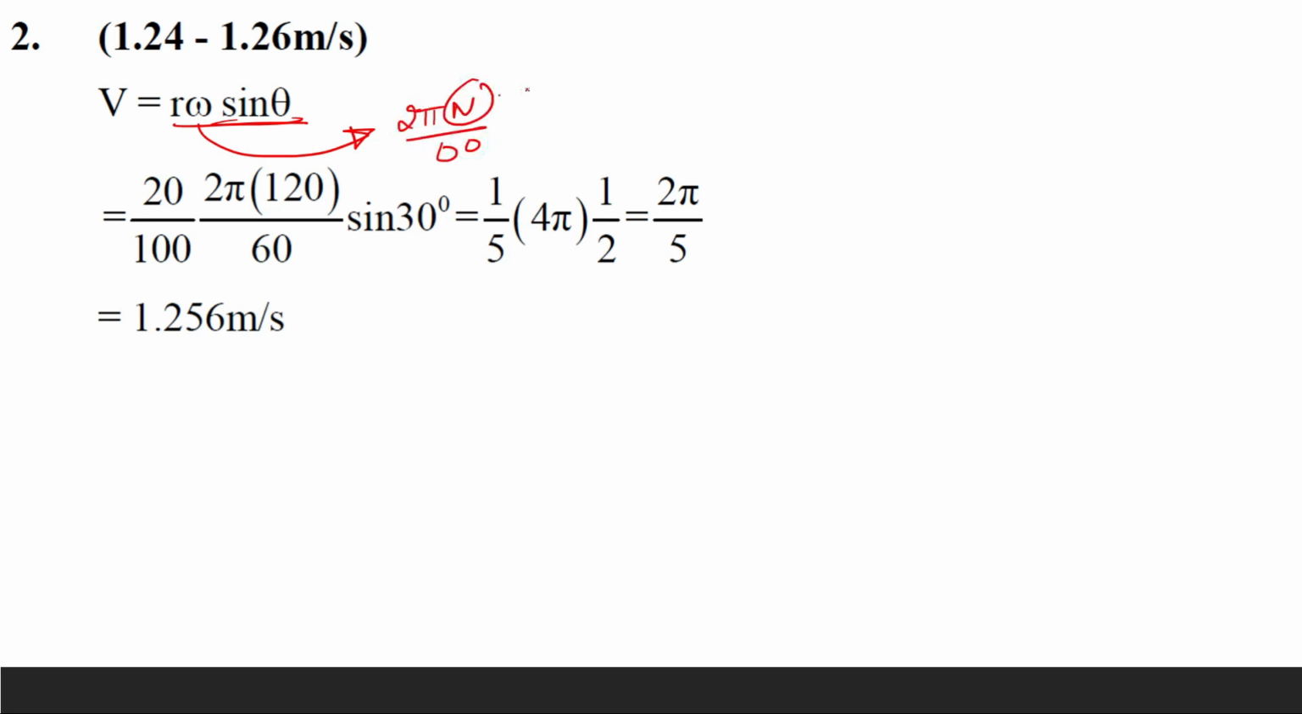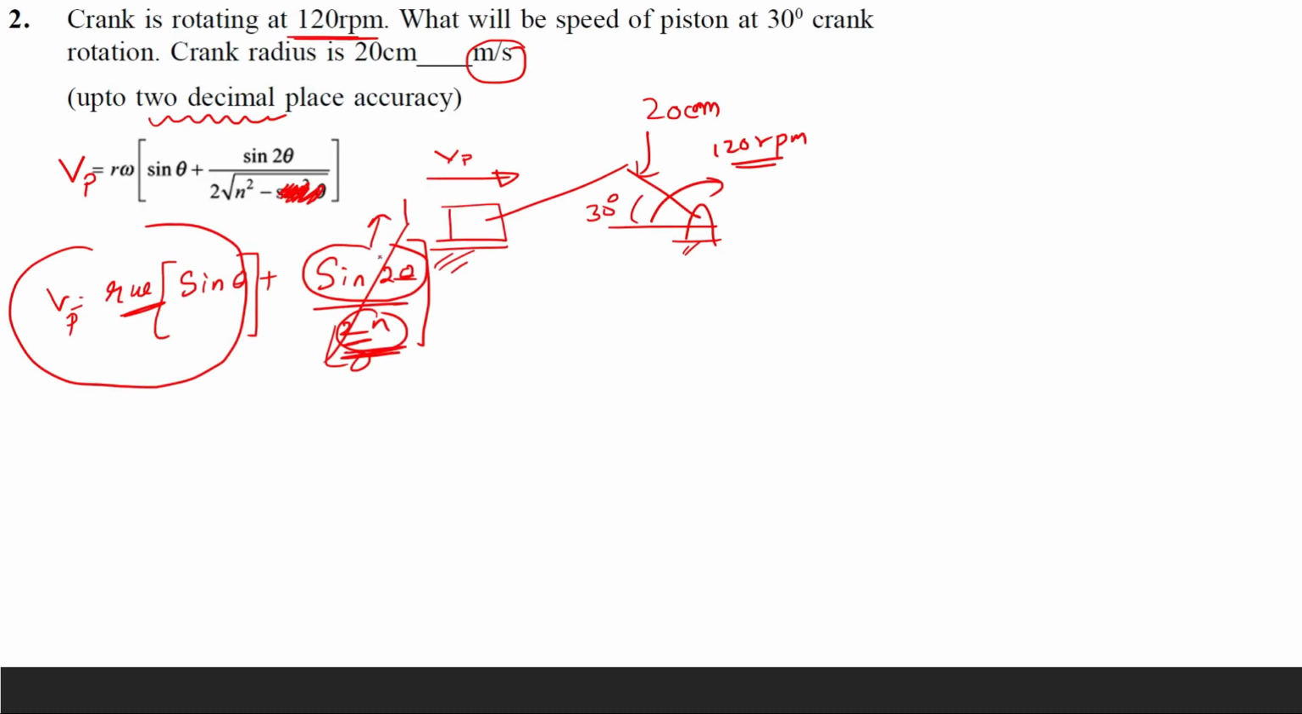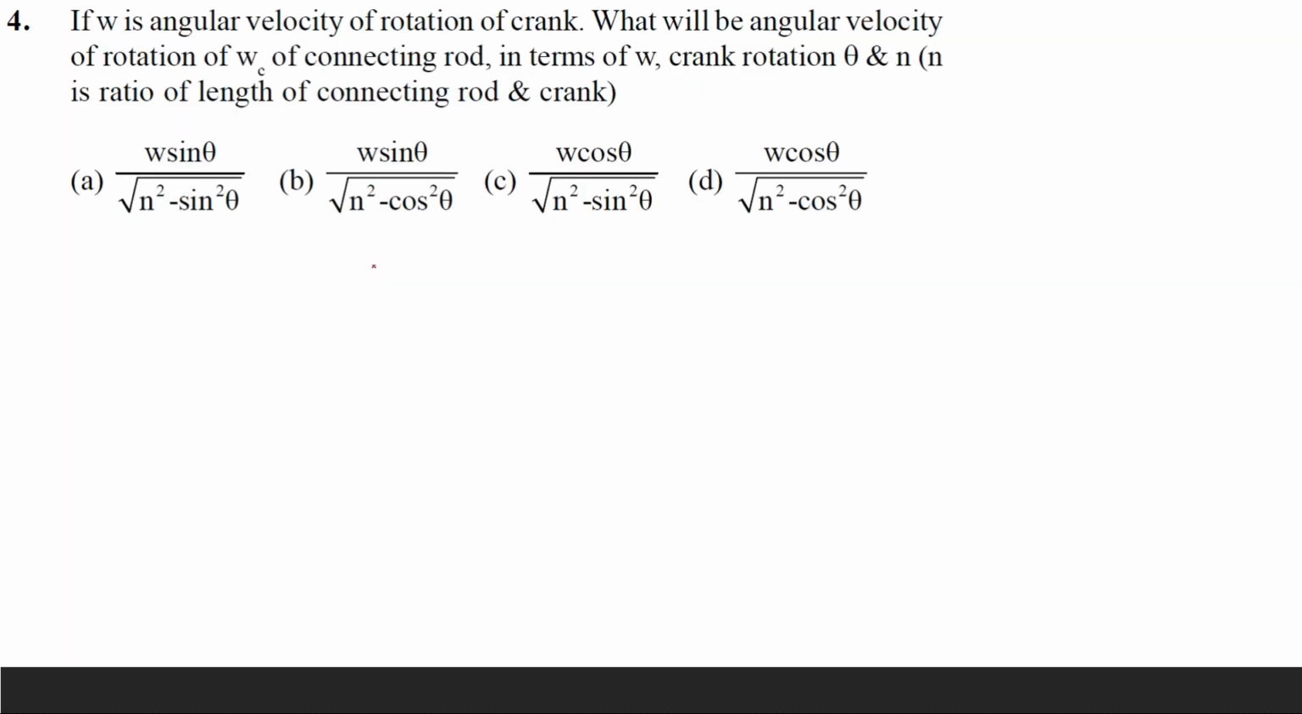Okay, where n is in rpm, which is given as 120. And r is given to you, you have to convert it into meter because I need the final answer in meter per second, and theta is given as 30 degree. Okay, so I hope you get the idea about this, a directly formula based question.